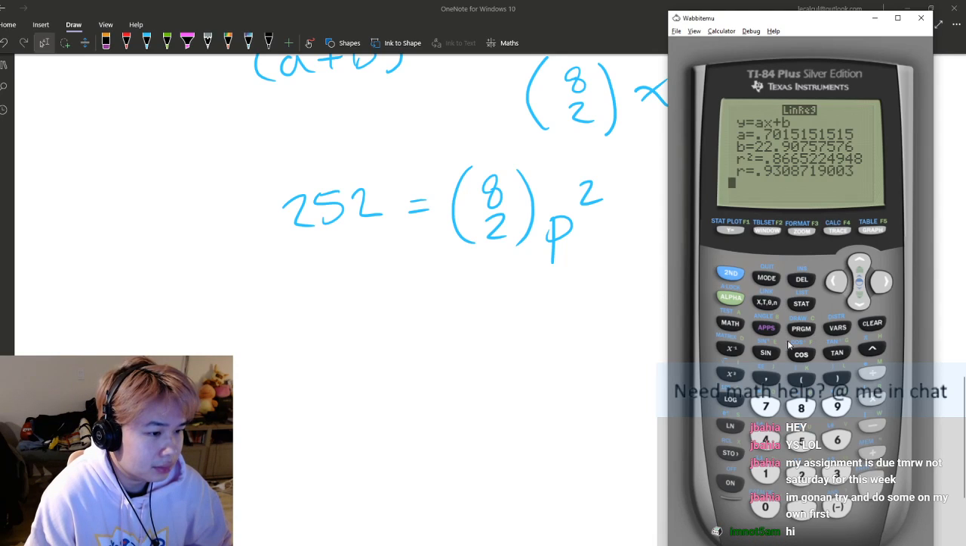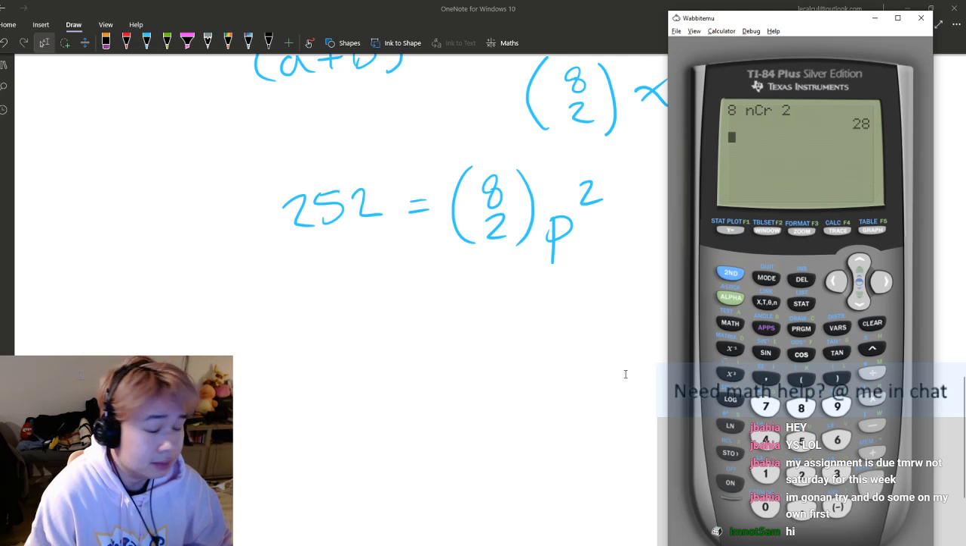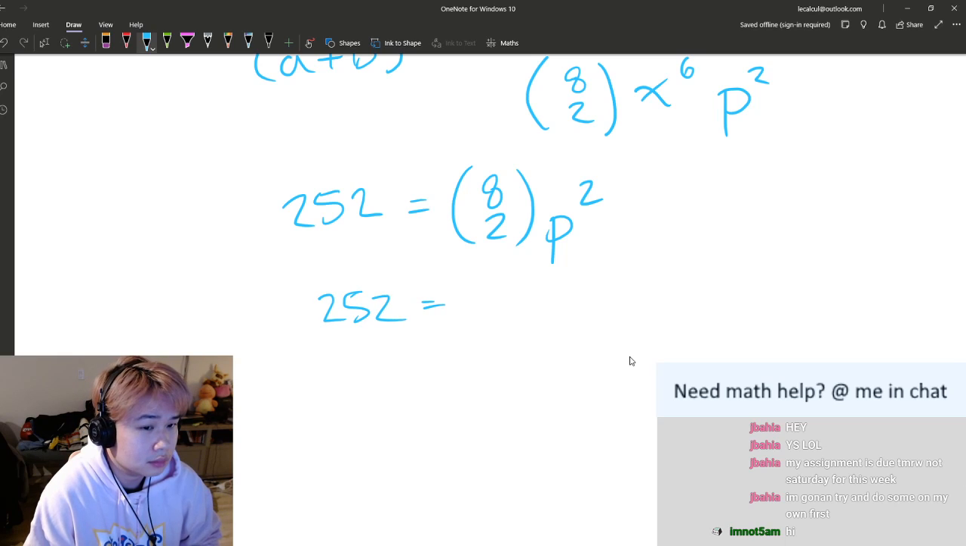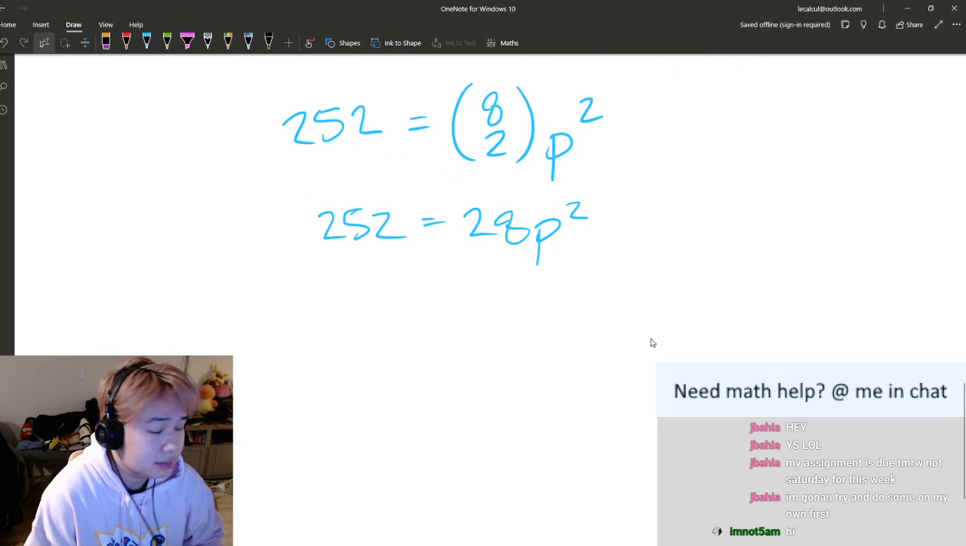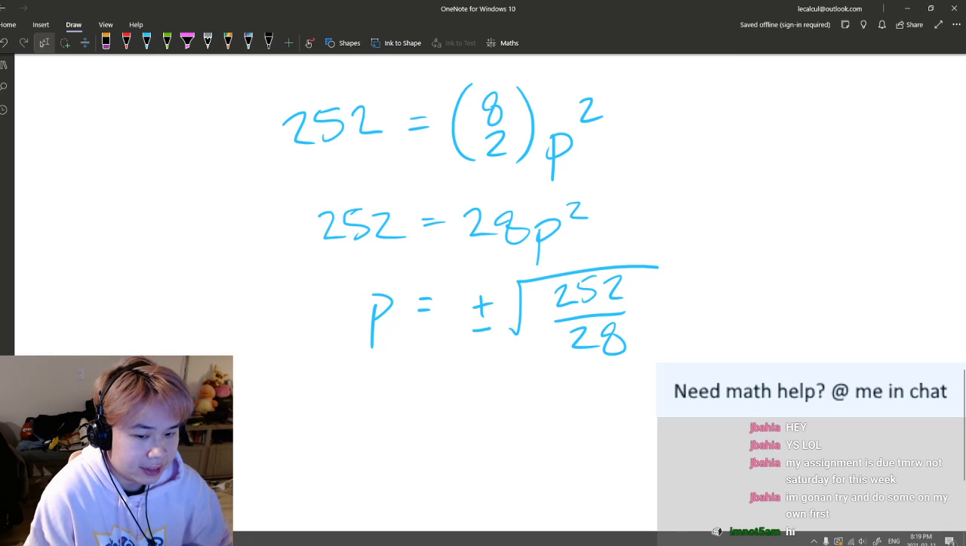So I think it's under math, and then you go to probability, and it's right here. So 8C2, so 28. And then of course, this means that p is going to be plus or minus the square root of 252 divided by 28. So we can just figure out what this is going to be.